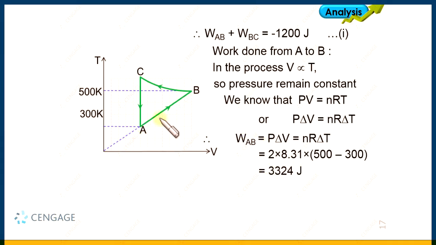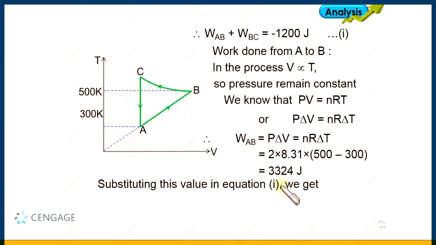That means work done in this process equal to 3324 joule. Now, reconsider Equation number 1, we have calculated WAB. If we substitute the value of WAB, this unknown value WBC can be calculated. So, let us substitute the given values. Now, if we solve, WBC is equal to minus 4524 joule. So, this is the work done in BC process.